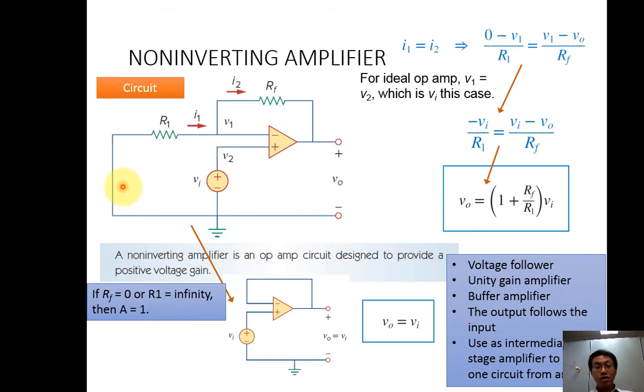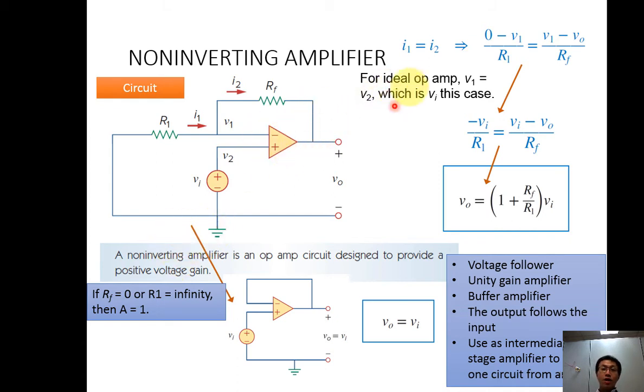Just now we talked about the inverting amplifier. Now we talk about the non-inverting amplifier. First of all, we need to see the circuit. For the non-inverting amplifier, we have an input voltage at the V2 side, and we connect the feedback resistor between V1 and Vout. Then we connect a resistor R1 from V1 to the ground. So this is called a non-inverting amplifier.